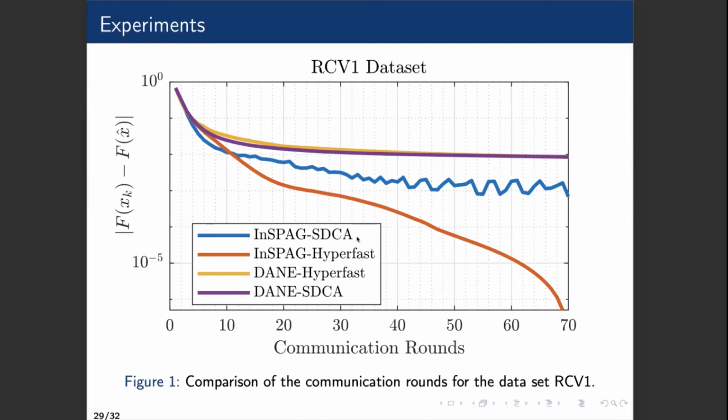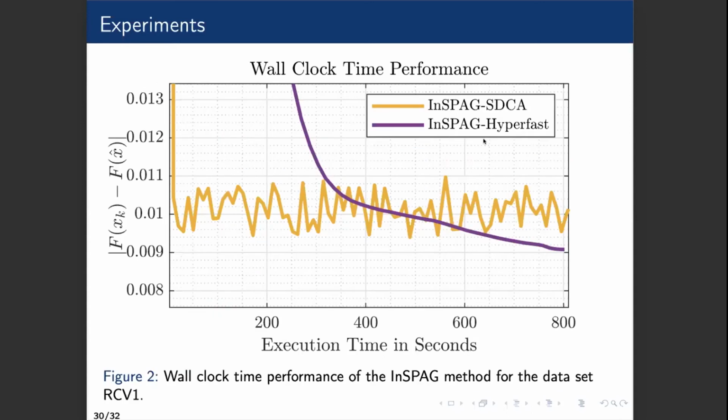So this one is the method from previous papers, and this one is the method from our paper. So we can see that it reached a much more precise solution, within 70 communication rounds. And on the next slide, we can see also that in wall clock time, our performance will be better.